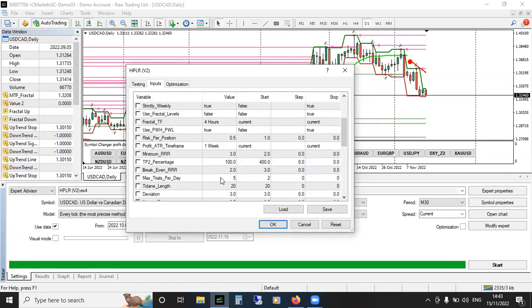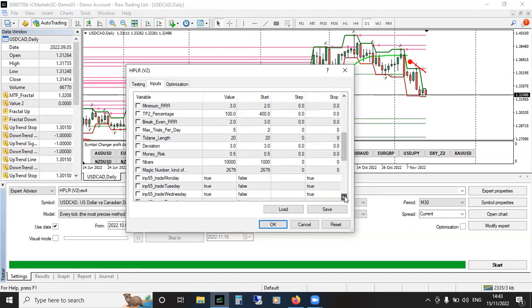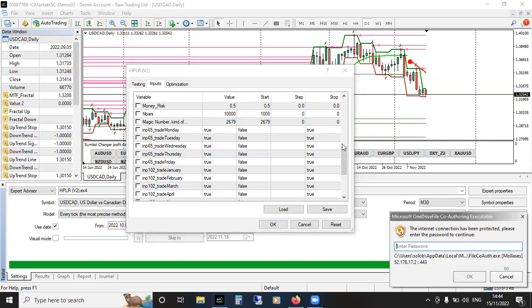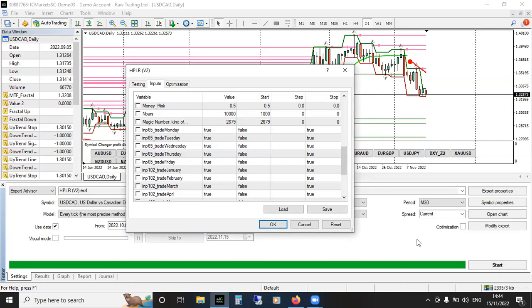How many trials should it take? If you set 2, it means once it tries twice in a day and hits SL, then just stop. This is important depending on what time frame you are trading. Then of course you can determine what days of the week you want to trade. I personally don't trade on Mondays, so for me, Monday will be set to false. You can decide what days of the week you want to trade. Those who are thoroughbred ICT traders might decide that they only want to trade Tuesday to Thursday.